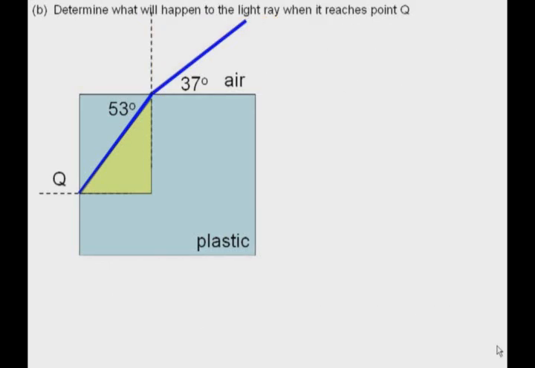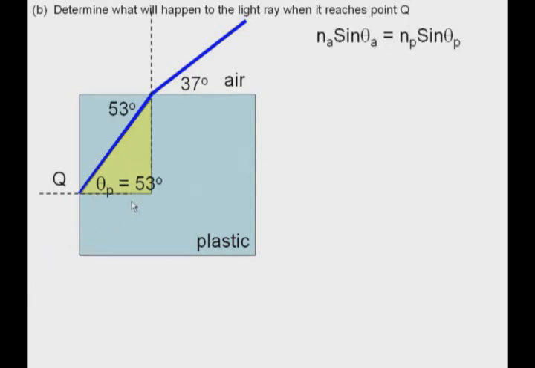The second part, determine what will happen to the light ray on this side. How is it going to come out? Again, we're going to use Snell's law, and we're going to start with this angle. We have to use alternate interior angles to figure out that this is 53 degrees. And this time we're going from plastic into air, so we want theta air. So we're going to divide by the index of refraction of air and do the inverse sine.